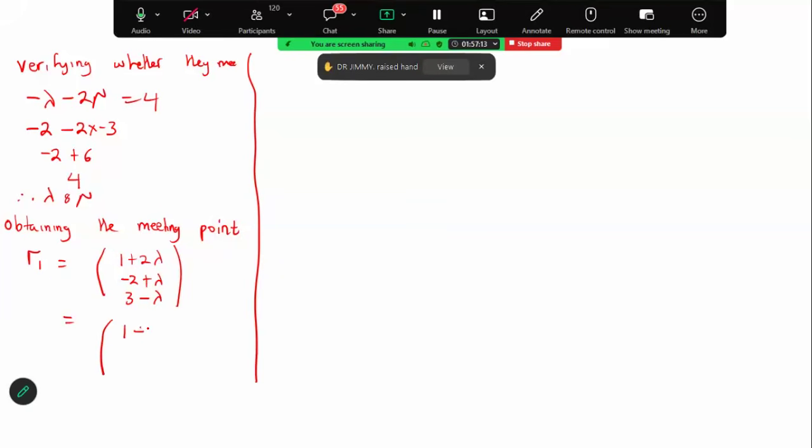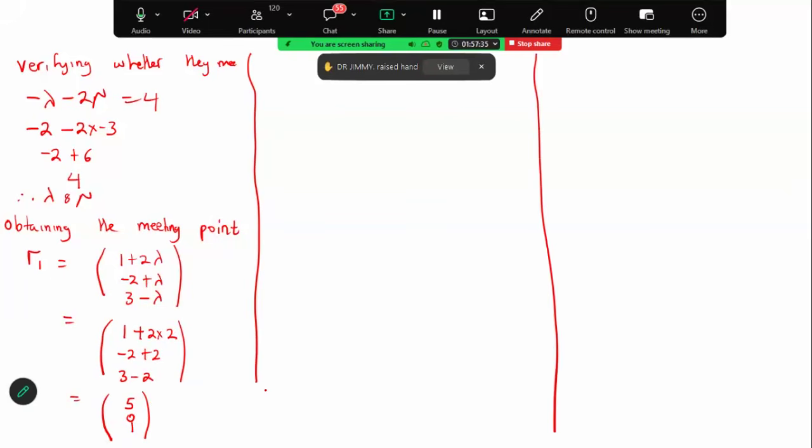So you substitute in your values. This is 1 plus 2 times 2. This is -2 plus 2. And this is going to be 3 minus 2. So meaning that your R1 is going to be 5, 0, and 1. So this is now your meeting point. But still, you can go on. Remember, I want you to be that extra child. Using this is a correct approach as well. This is a correct what? Approach.